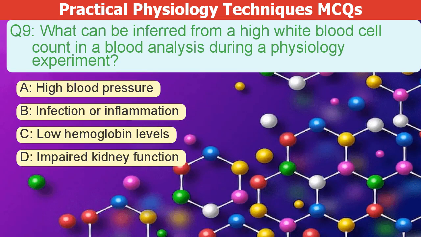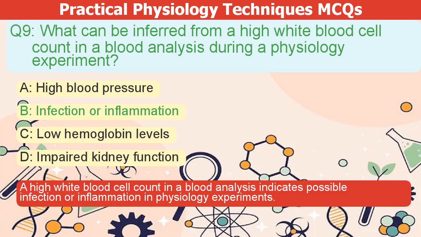What can be inferred from a high white blood cell count in a blood analysis during a physiology experiment? A. High blood pressure. B. Infection or inflammation. C. Low hemoglobin levels. D. Impaired kidney function. The correct answer is B. A high white blood cell count in a blood analysis indicates possible infection or inflammation in physiology experiments.